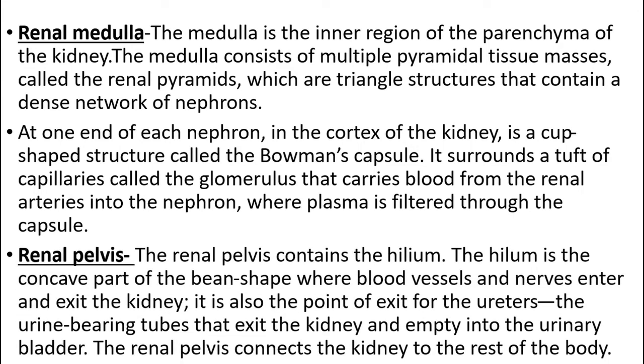The third part is the renal pelvis. The renal pelvis contains the hilum. The hilum is the concave part of the bean shape where the blood vessels and nerves enter and exit the kidney. It is also the point of exit of the ureters, the urine-bearing tubes that exit the kidney and empty into the urinary bladder. The renal pelvis connects the kidney to the rest of the body.